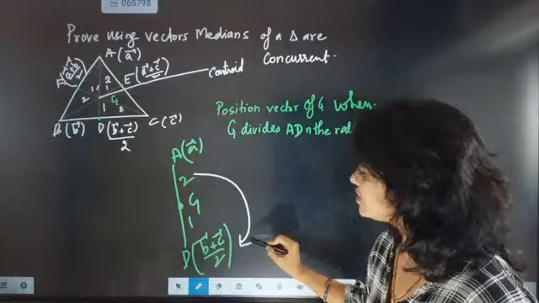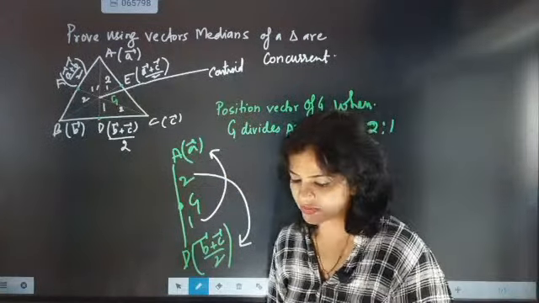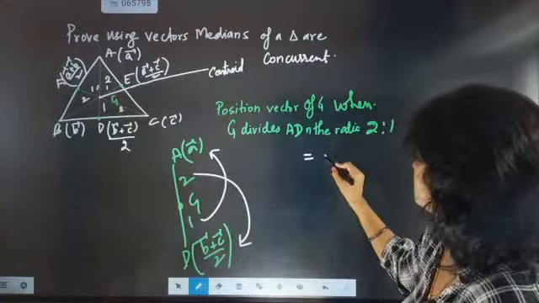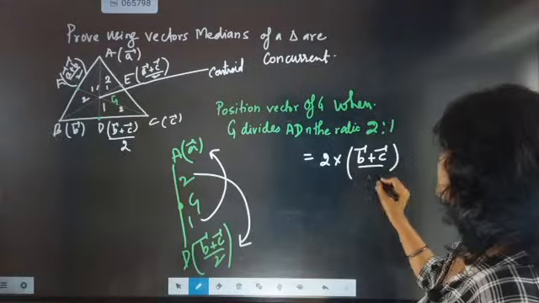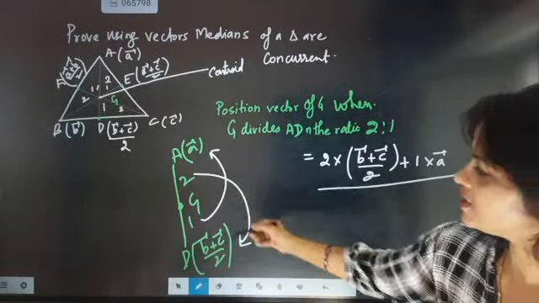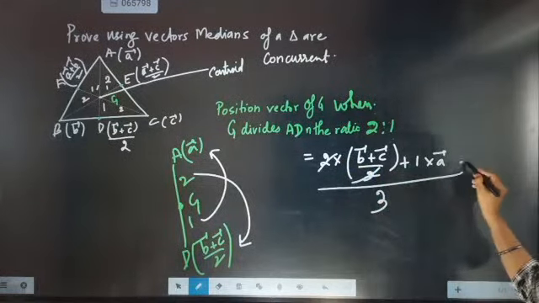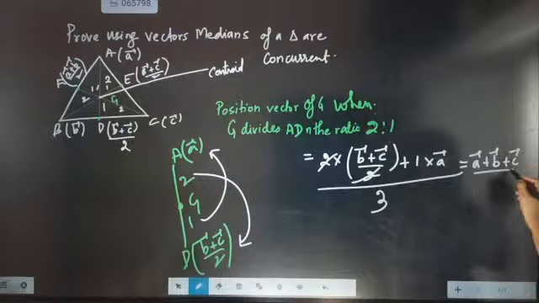will multiply with this one, this will multiply with this one. So now, just after getting that one, find the position vector. So now 2 will multiply with B vector plus C vector divided by 2, 1 will multiply with A vector, and then the ratio 2 plus 1 will become 3. So now this and this will get cancelled. It is coming as A vector plus B vector plus C vector by 3.